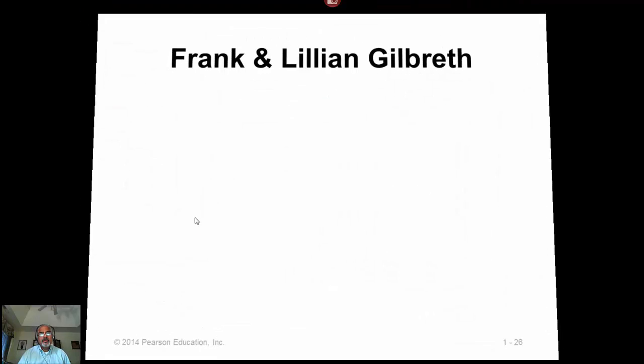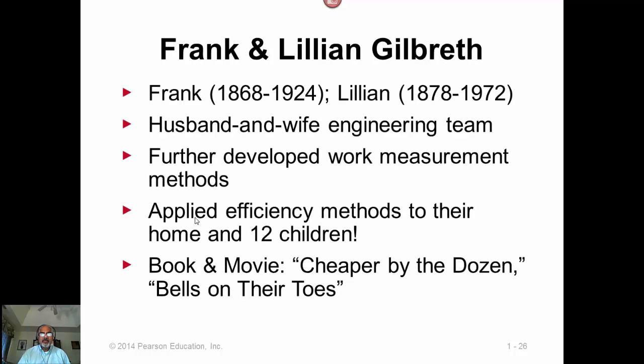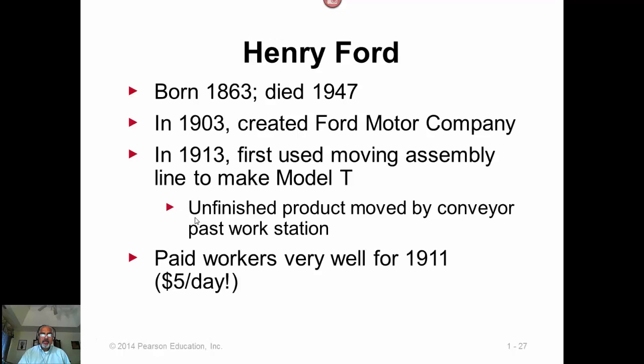It's not the employees', the workers' sole responsibility, but it is the management responsibility as well to incorporate efficiencies in production. Frank and Lillian Gilbreth, they studied scheduling techniques and work measurement, and again, they took Taylor's work further. Henry Ford, of course, everybody knows Henry Ford, Model T, and he took all those principles developed by Eli Whitney, Frederick Taylor, and Gilbreth and put them together into a mass production facility, an assembly line.